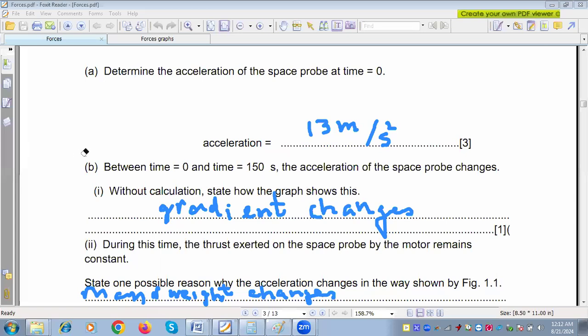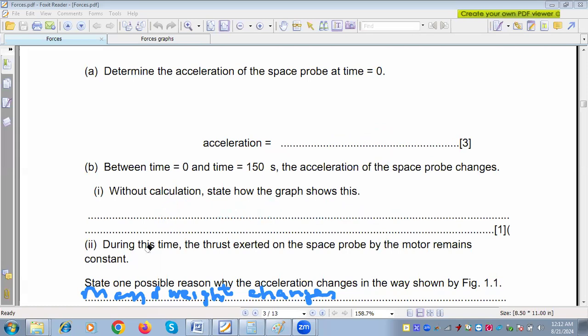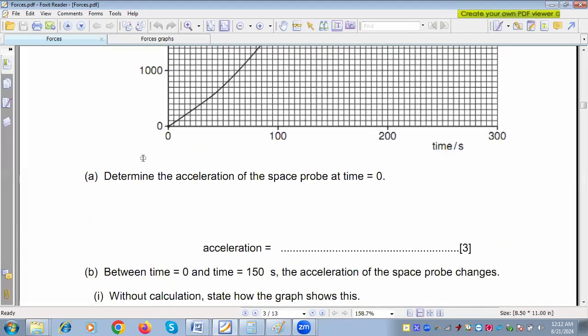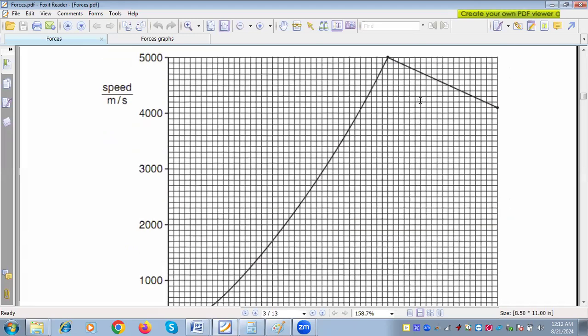When the space probe travels upwards, of course, it makes use of the fuel which provides chemical energy and the thrust. So part of the fuel is used up, and the weight of the space probe changes. Calculate the distance traveled by the probe from time t equals 200 seconds to time t equals 300 seconds. This working is also done. From 200 to 300, this is uniform deceleration.